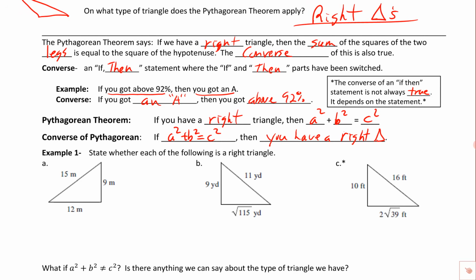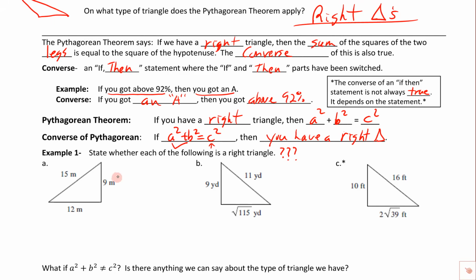Now you'll notice something about these diagrams right here. You'll notice that there is no right angle in here. Now, in order to figure out whether or not we have a right triangle, we've got to match this up in the right way. So remember, these two are legs, and this is the hypotenuse, and the hypotenuse is always going to be the longest one. So here it says, state whether each of the following is a right triangle. We don't know whether it's a right triangle. That's what we're trying to figure out.